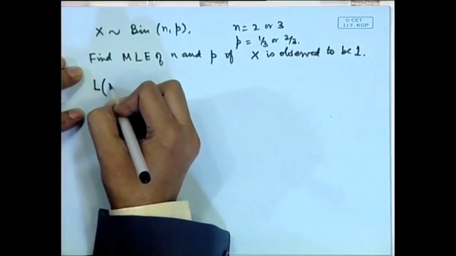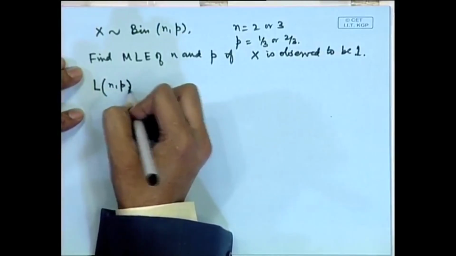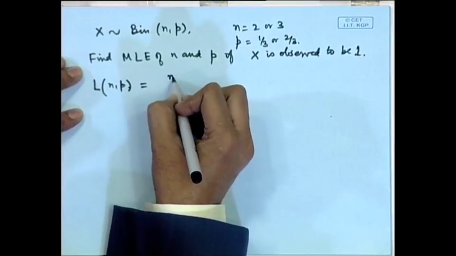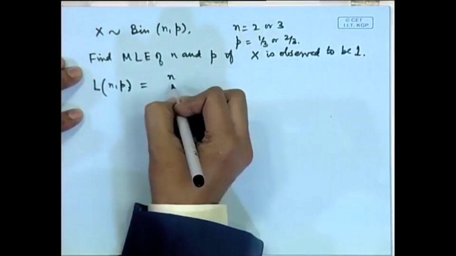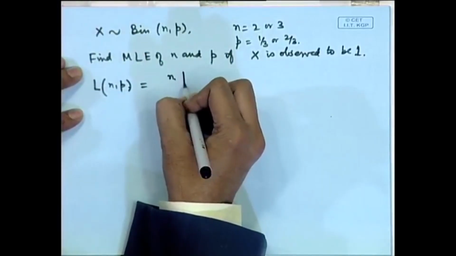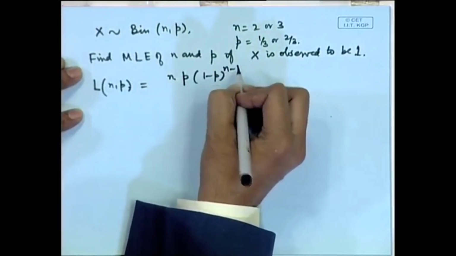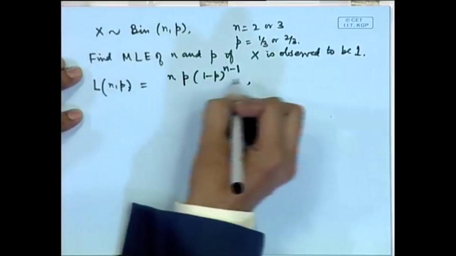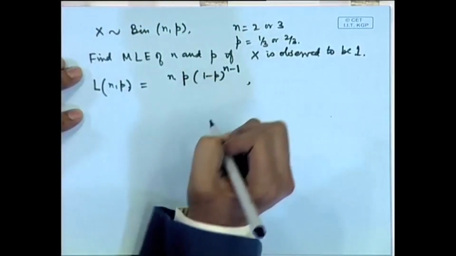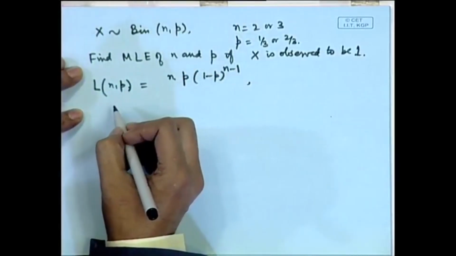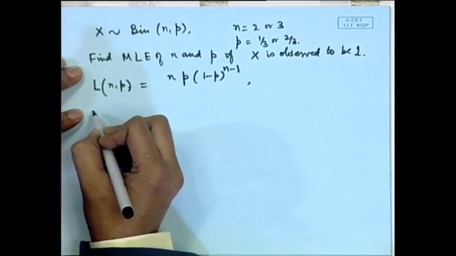The likelihood function here is nCx p to the power x (1 minus p) to the power n minus x. Since x is 1, it is n p (1 minus p) to the power n minus 1. Since x is equal to 1 is already observed, we are having exactly these values. So, we have the 4 values here.